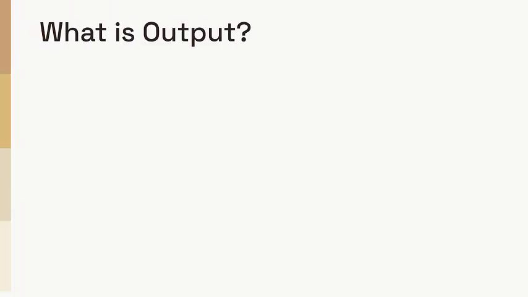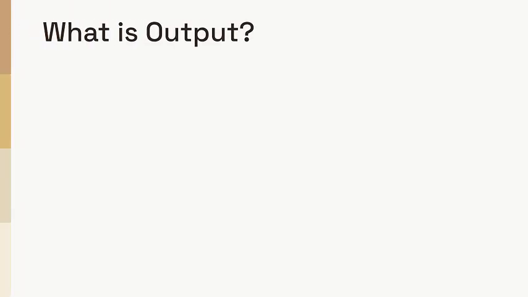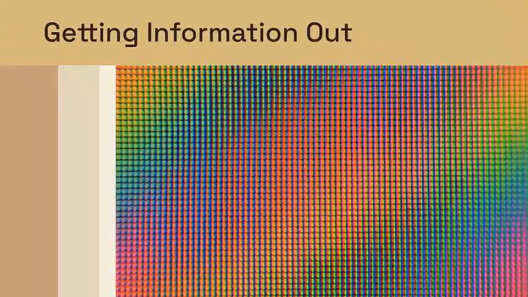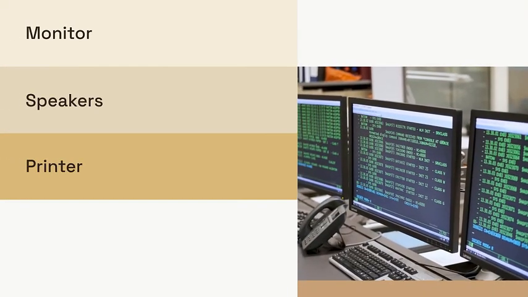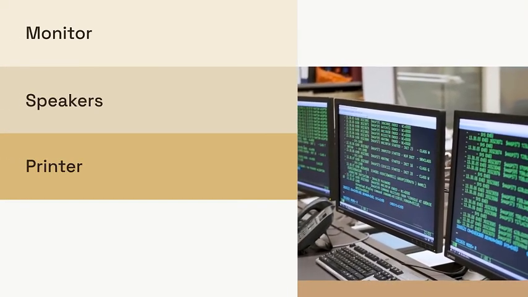Now that we know about input, let's learn about output. Output is how the computer gives us information back. It's like the computer talking to us. Key output devices include the monitor for visuals, speakers for audio, and printers for paper copies.